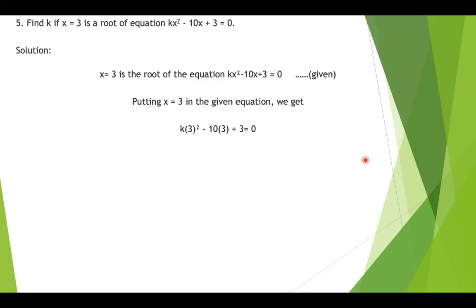So putting x is equal to 3 in the given equation, we get k into 3 square plus minus 10 into 3 plus 3 is equal to 0. Similarly, just solving this, what we get is k is equal to 3.